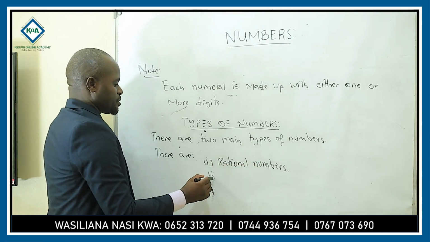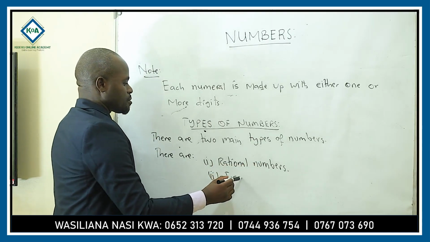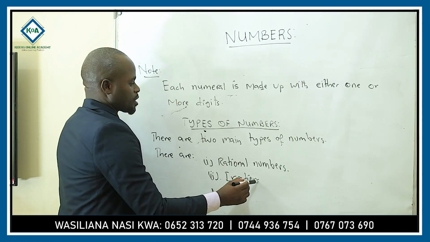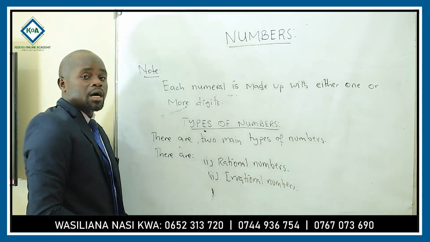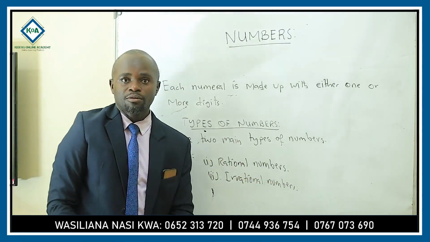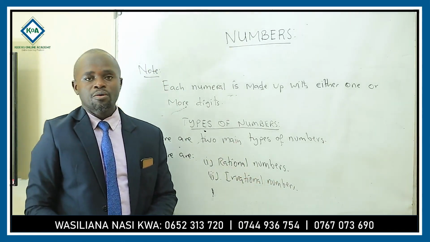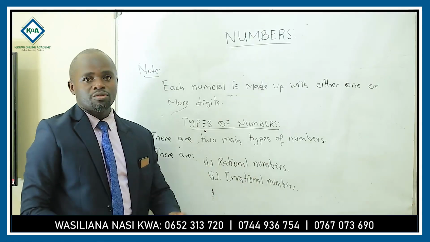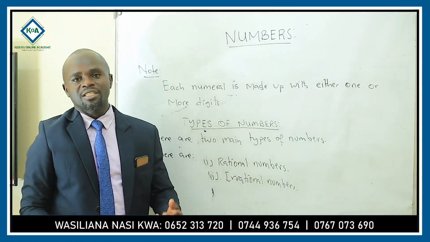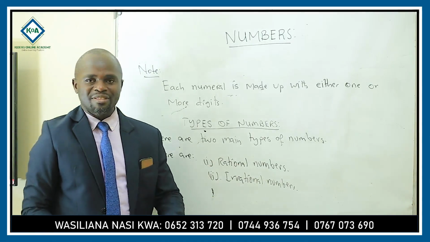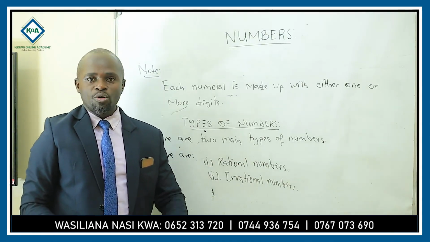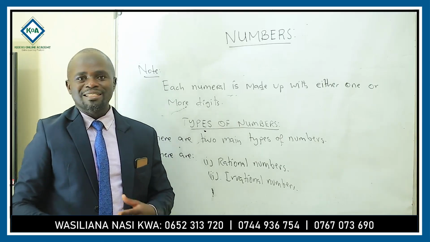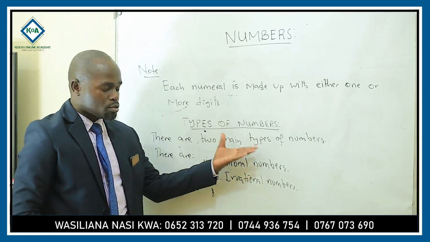We have the second one, which is irrational numbers. Yes, so these are the only main types of numbers. All numbers fall under these two types. If you speak about integers, negative numbers, zero, positive numbers, fractions, decimals, whole numbers, natural numbers, counting numbers, they all fall under these two rules.